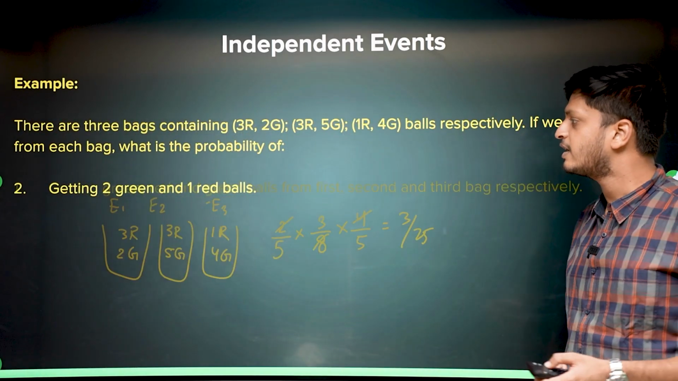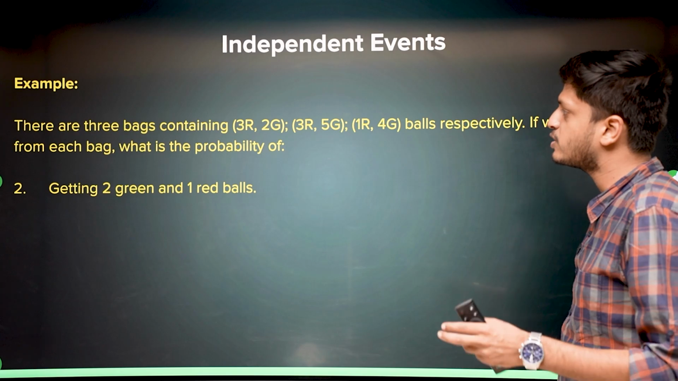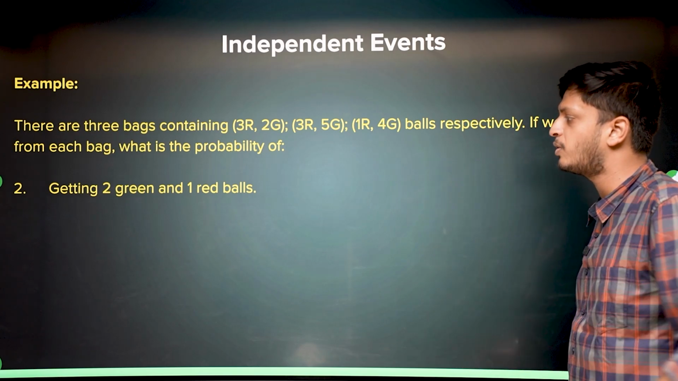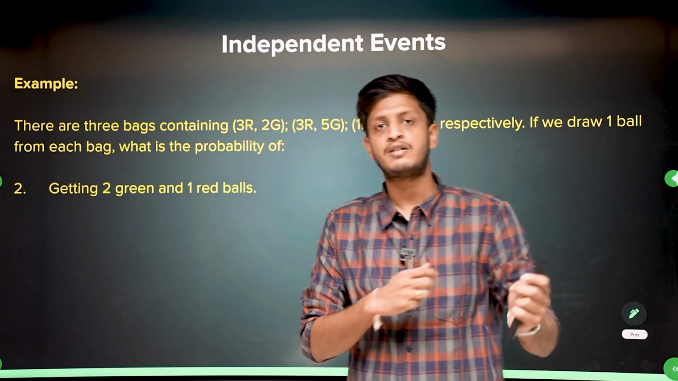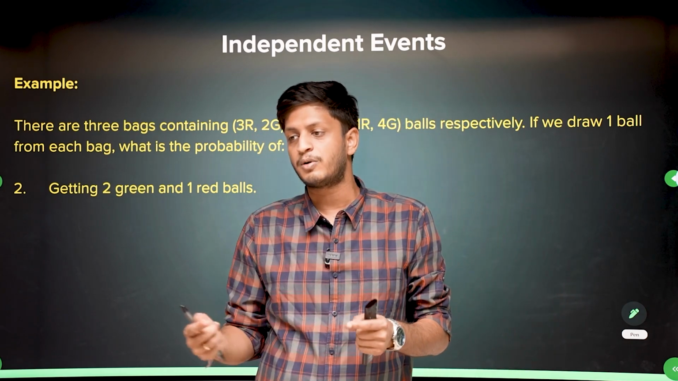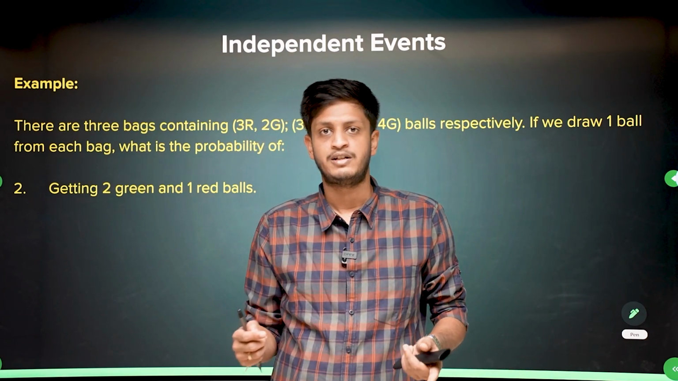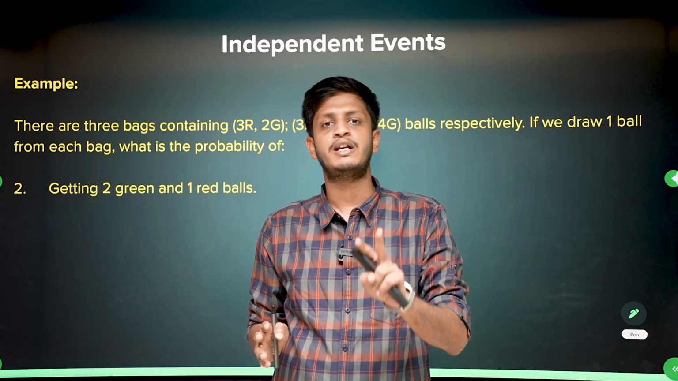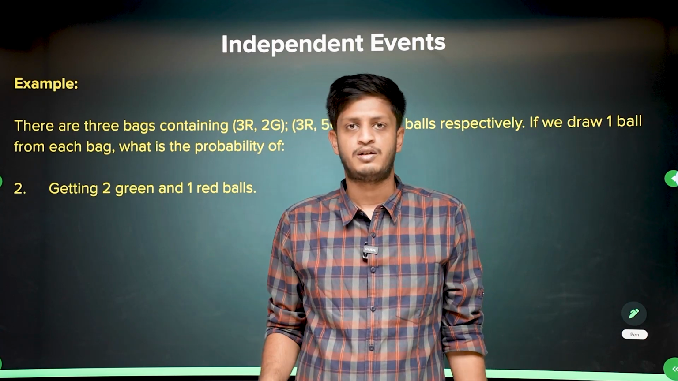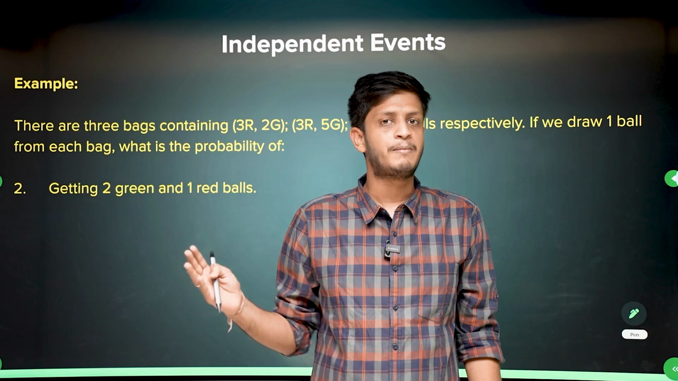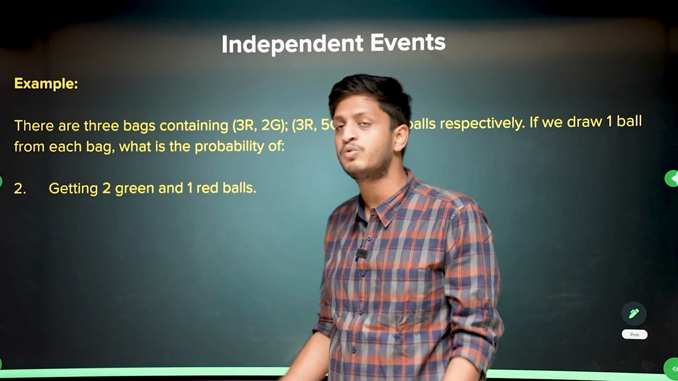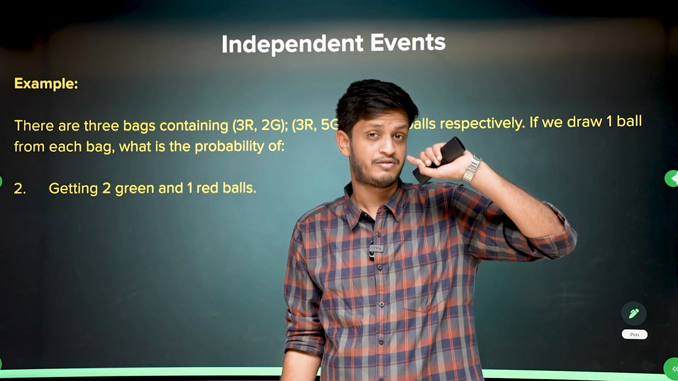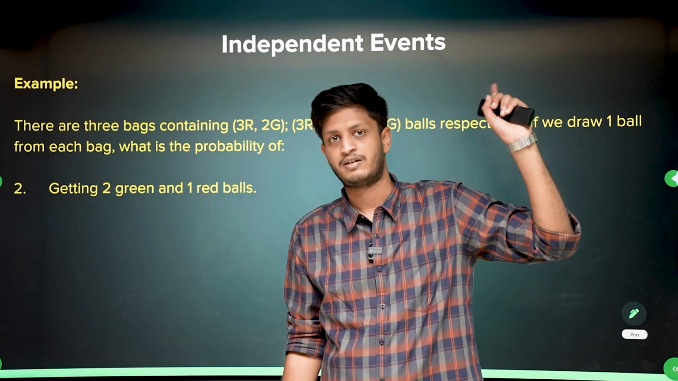Okay. Now second problem is slightly tricky. It says, what is the probability of getting 2 green and 1 red ball? This problem is not saying which color ball is getting pulled from which bag. It is just saying what is the probability of getting 2 green and 1 red ball. That's all. You can get it from any bag. So here you have to remember the rule of sum, which is like the very first lecture of counting.